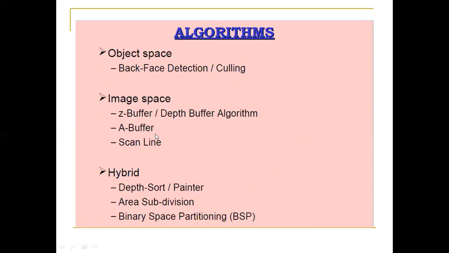Next we have the A-buffer algorithm, and we also have the scan line method under image space, right? Next we have hybrid. Under hybrid, we have the depth sort or painter's algorithm, the area subdivision algorithm, and the binary space partition algorithm, right? So like this, all the visible surface detection algorithms are classified basically into three categories.